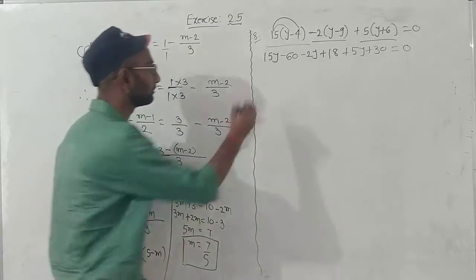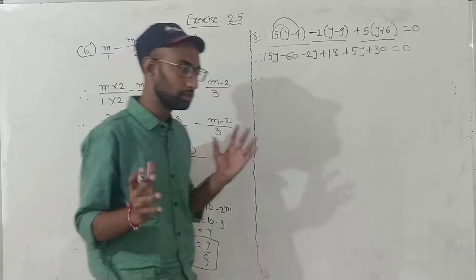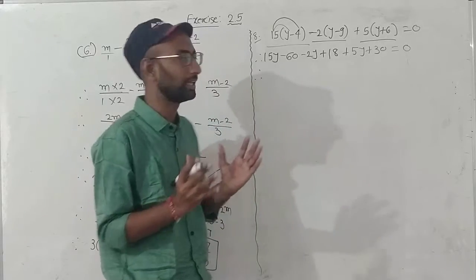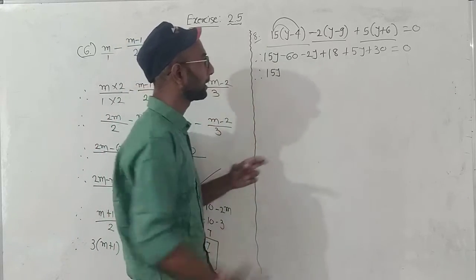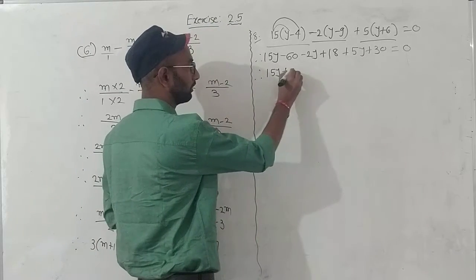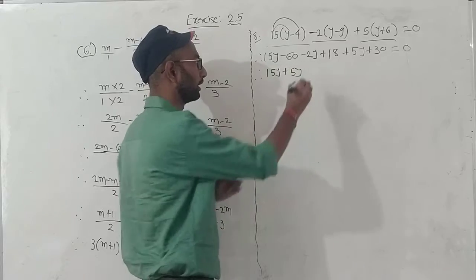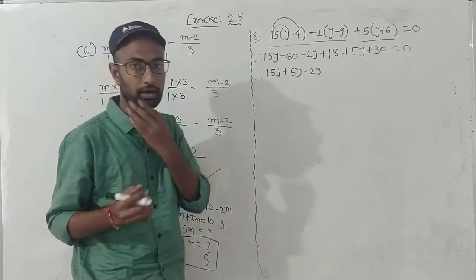Okay, let's see. Now I will try to bring together all the variables. जो भी variable, उसको मैं साफ लाने का try करूँगा. I have written this 15y as it is. Then this 5y plus 5y and this minus 2y. I am very sure that you don't have any doubt.